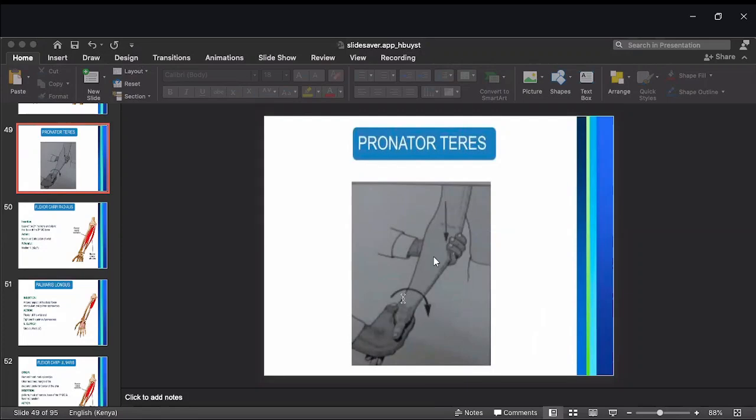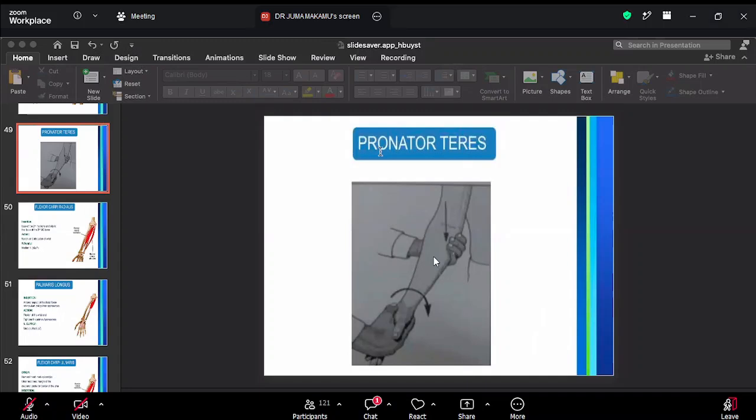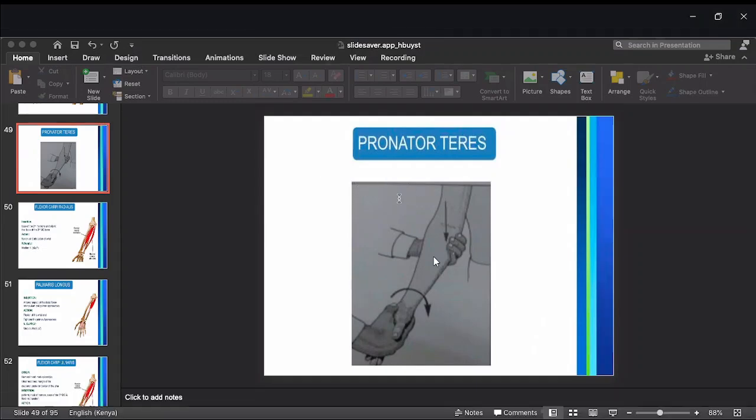For your practice questions, for example, MCQs of the shoulder and axilla. For example, which muscle forms the anterior axillary fold? I told you to look at the axilla. Question 2, the rotator cuff consists of all the following, except. I alluded to that.